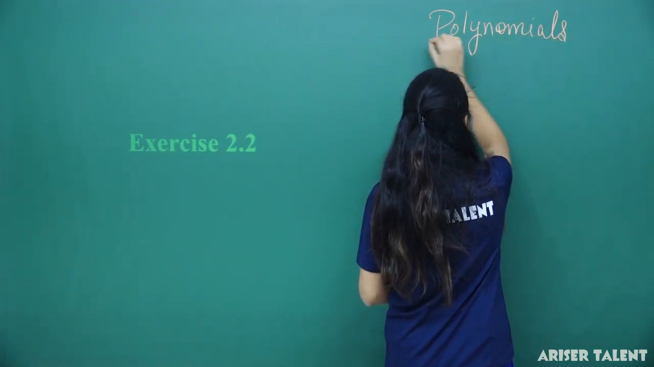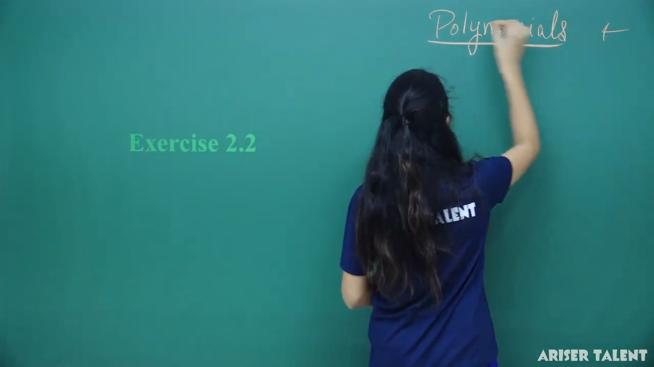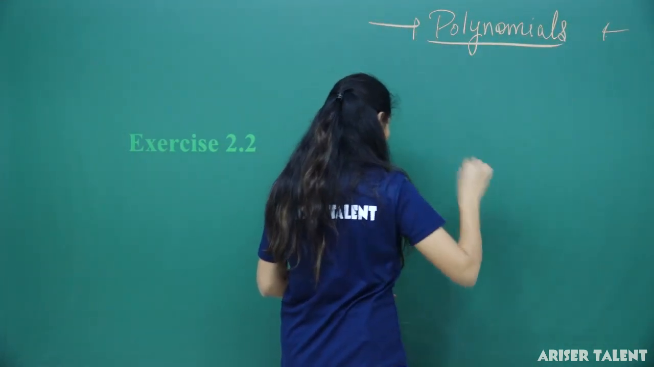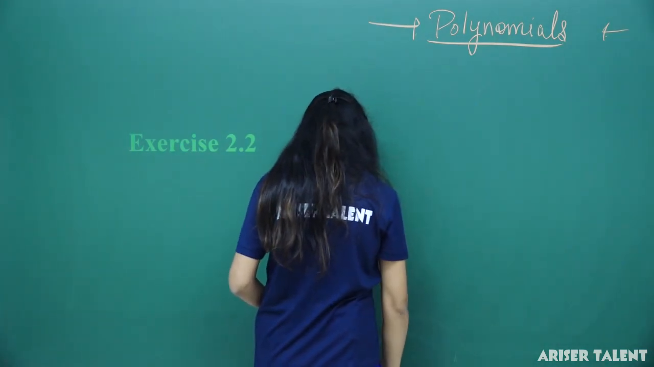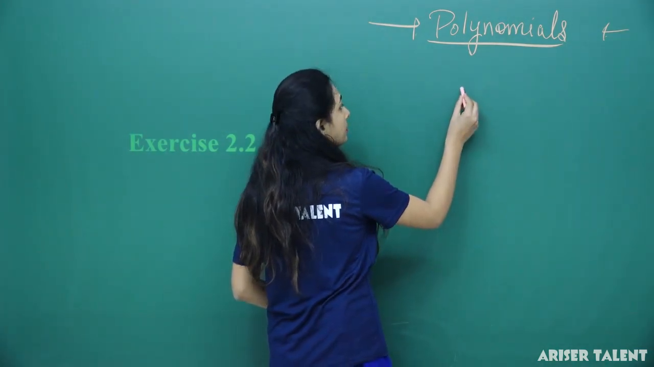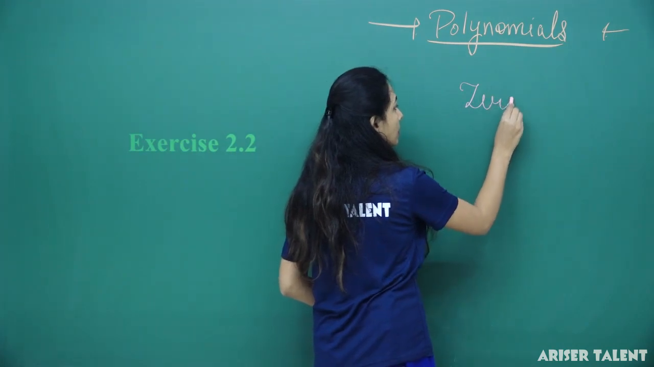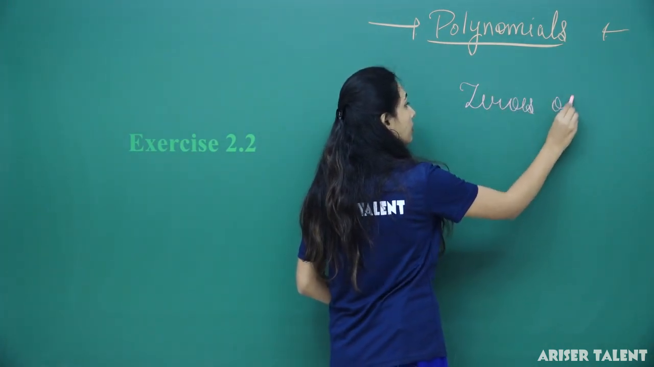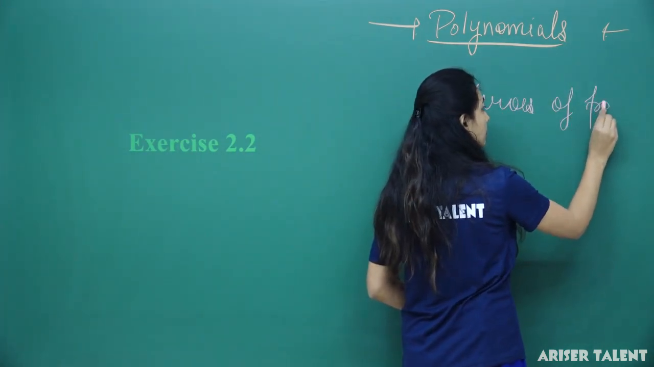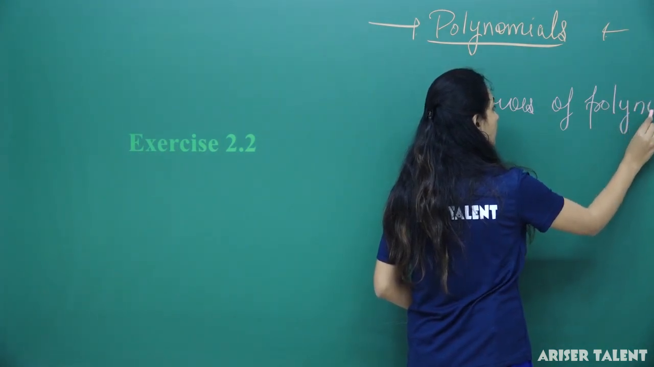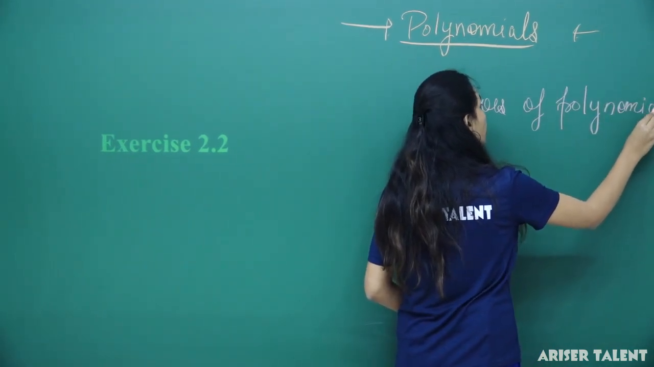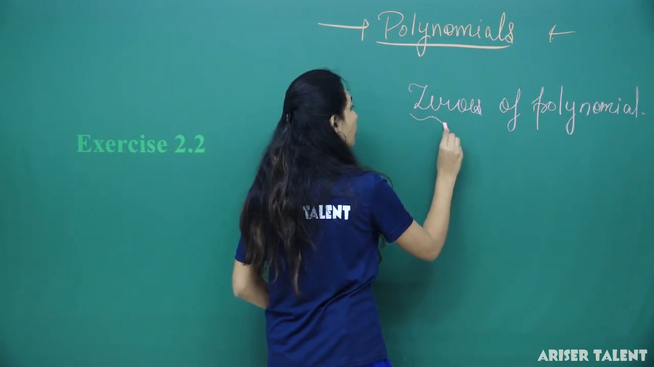Okay. So, polynomials, this is our chapter 2, and we were talking about this, zeros of polynomial. Now, what is the zero of a polynomial? What is the zero of a polynomial?